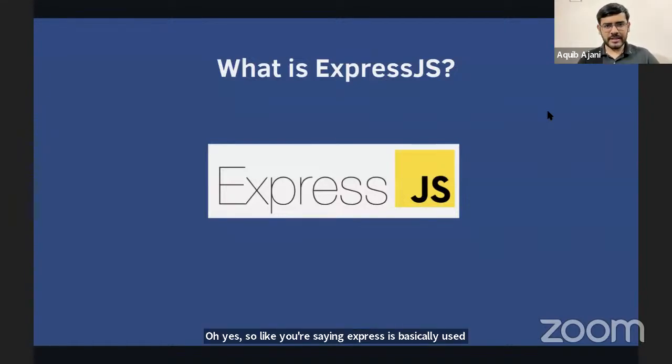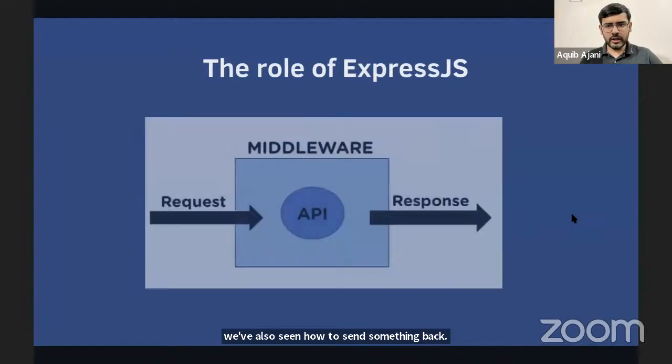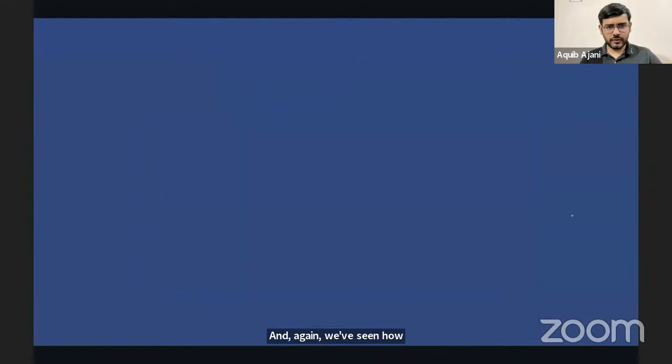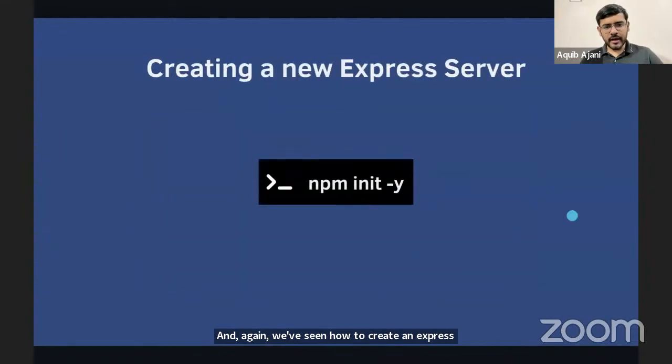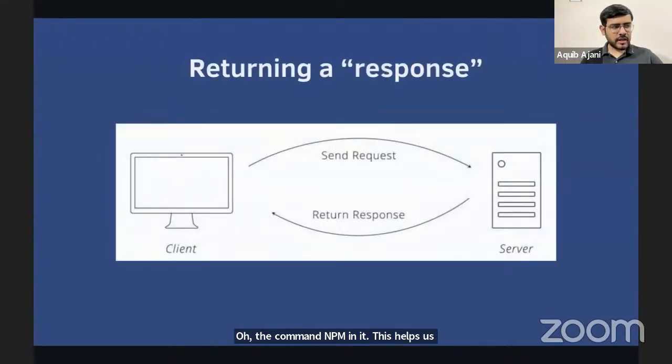And we have seen a basic version of this. We have seen how to create a single page, get page, and how to send something back. And again, we have seen how to create an Express application, using the command npm init. This helps us create the application. Once the application is created, we have this whole flow where we connect through the API, through the browser, and we send a response through Express.